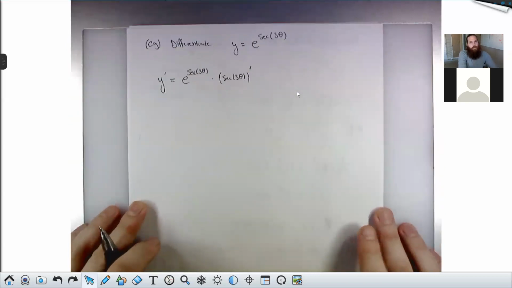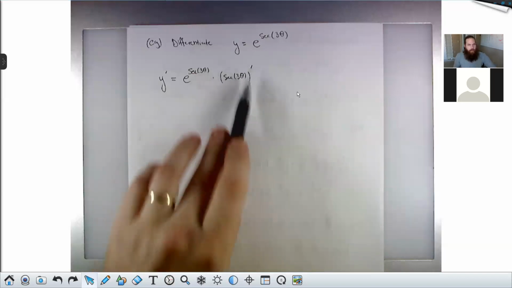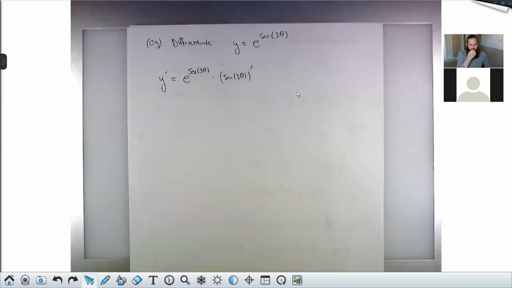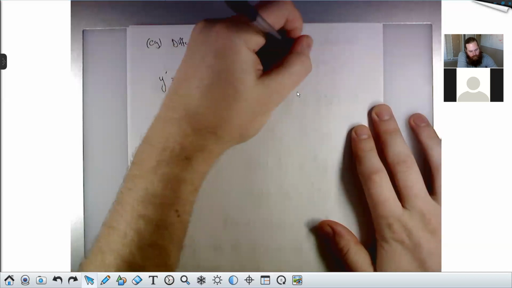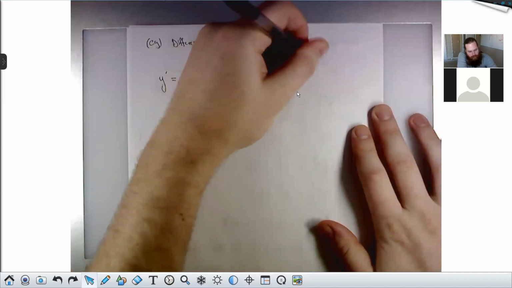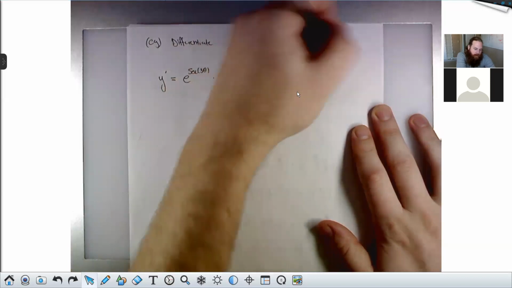So in other words, here I'm differentiating the outermost function, the e, the exponential, and it always differentiates to itself times the derivative of its inside. That's the chain rule there. And then I have another chain rule in here. If I want to differentiate secant of 3 theta, remember the derivative of secant x is secant x tangent x.